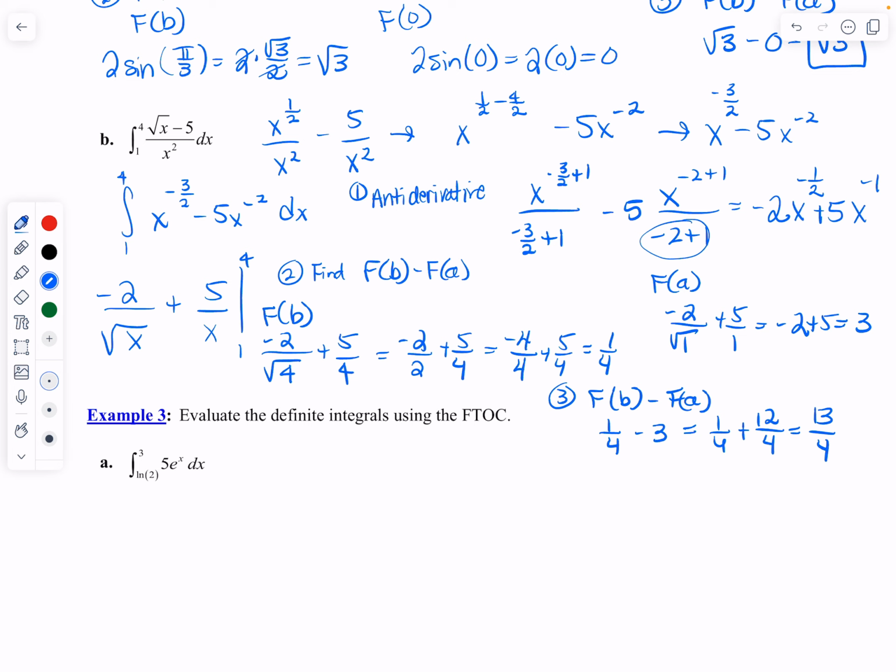And I made a small mistake, guys, because I forgot to subtract. So let me just fix that really quick. So we're just fixing the last step, okay? Because I accidentally added instead of subtracted. So it's 1/4 minus F at a, which is 3. So that's going to be 1/4 minus 12/4. And this is going to give me negative 11/4. Sorry about that. So please fix that really quick. And then I'm going to stop the video and make a part 2.